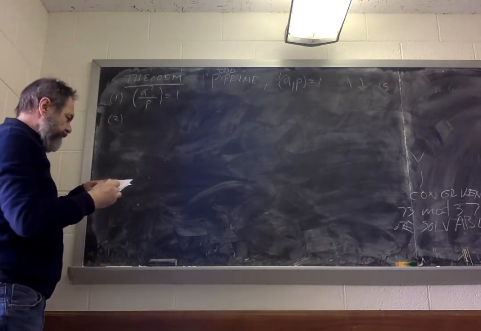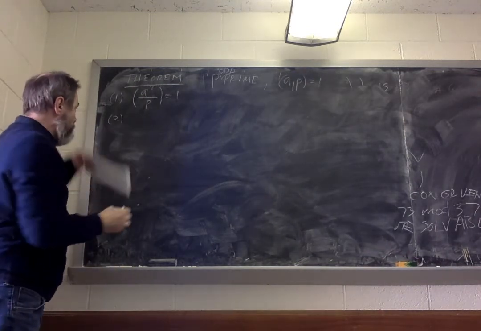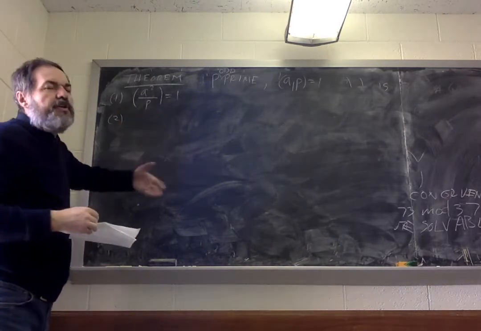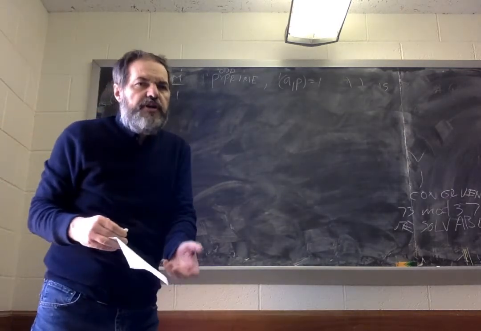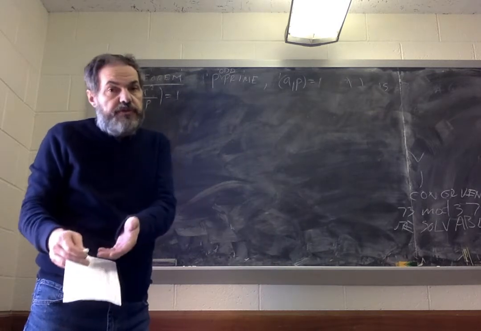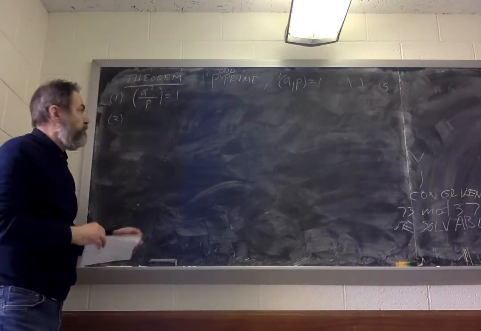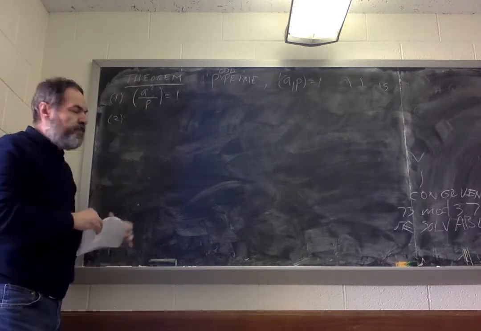So now, a second property, and this is also clear. The first one is clear. If the number is already a square, of course it's congruent to a square. It's congruent to itself. So it's a quadratic residue. So the symbol has to be 1.